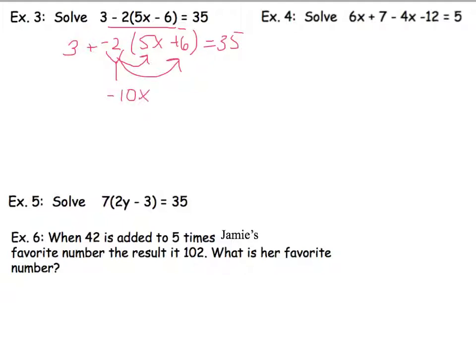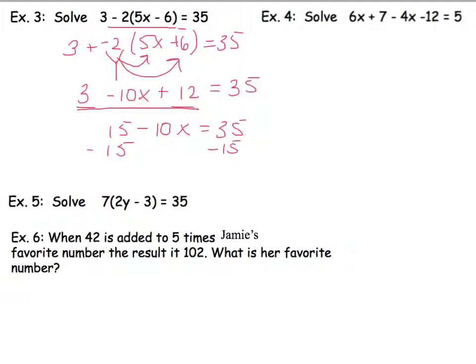And there's an x attached to that, and we do negative 2 times negative 6. So negative 2 times negative 6 would be positive 12. And we can copy down the rest of the problem that we haven't used yet. Now we can simplify on one side, so we can simplify this left side here. 3 plus 12 is 15. So we have 15 minus 10x equals 35. So we will subtract 15 from both sides.